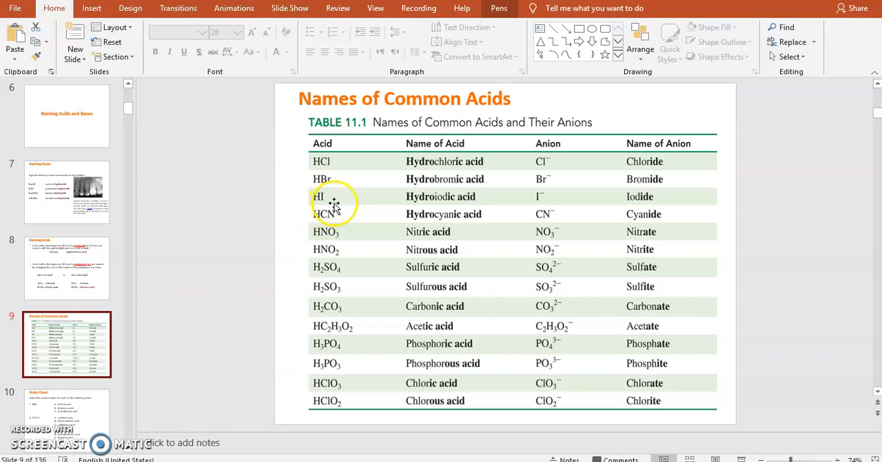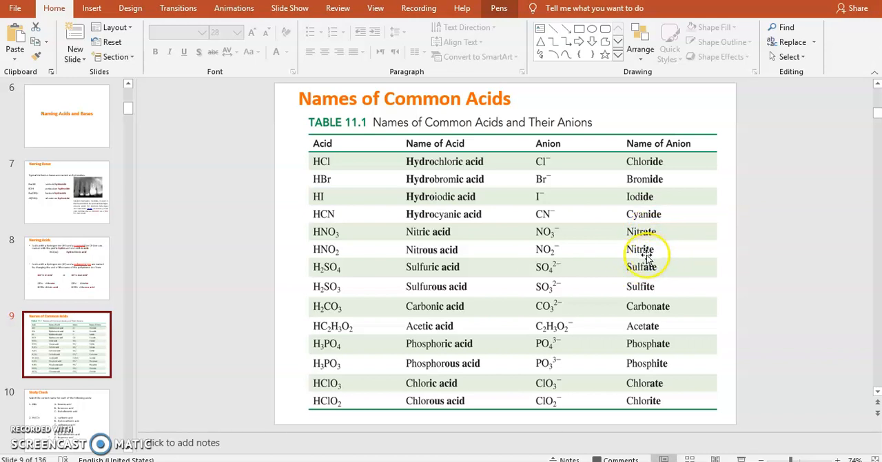HI, iodide. Hydroiodic acid. HCN, cyanide. Hydrocyanic acid. The polyatomic groups are here. So NO3, you can look here. NO3 is nitrate. So you can say that this is nitric acid.